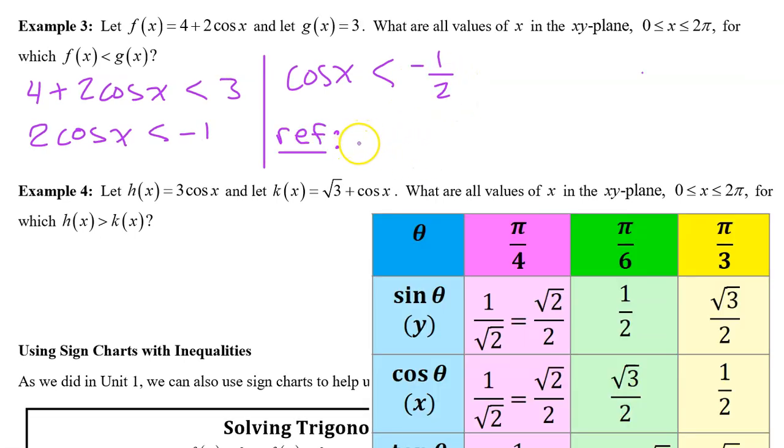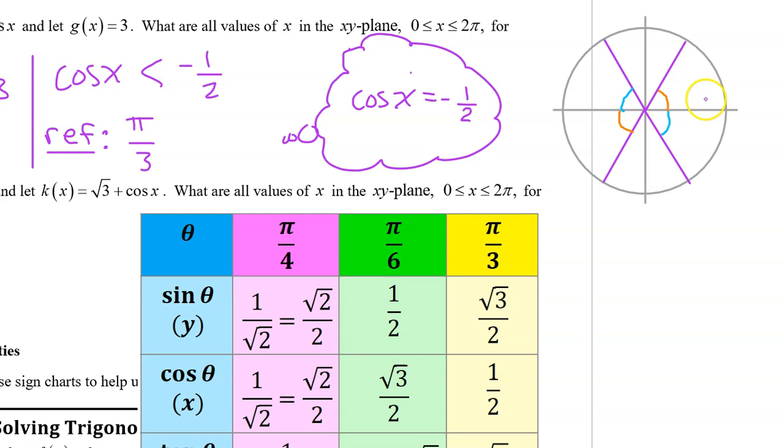We can find the reference angle by ignoring the negative sign and asking the cosine of what angle is 1/2. We have memorized that the cosine of pi over 3 is 1/2, so pi over 3 is the reference angle. On the interval from 0 to 2 pi, here are the 4 angles with a reference angle of pi over 3. Eventually, we want to find the angles where cosine is less than negative 1/2. But let's begin by thinking about where cosine is equal to negative 1/2.